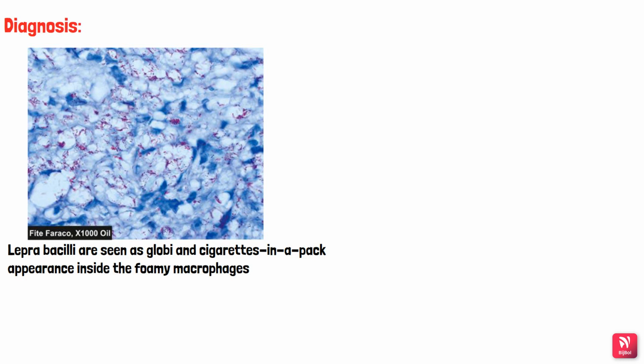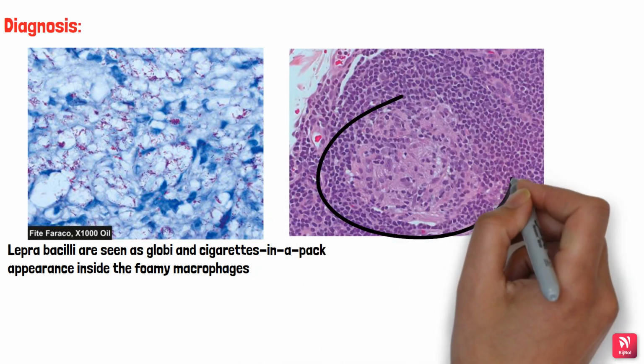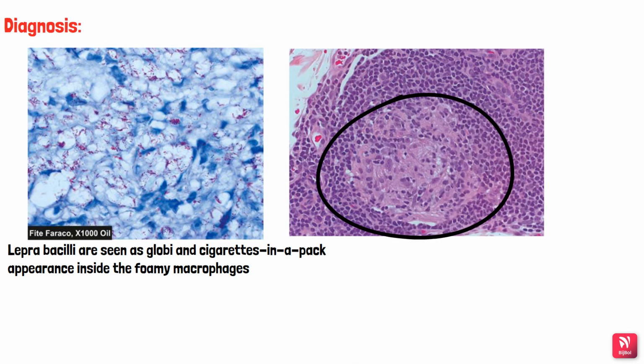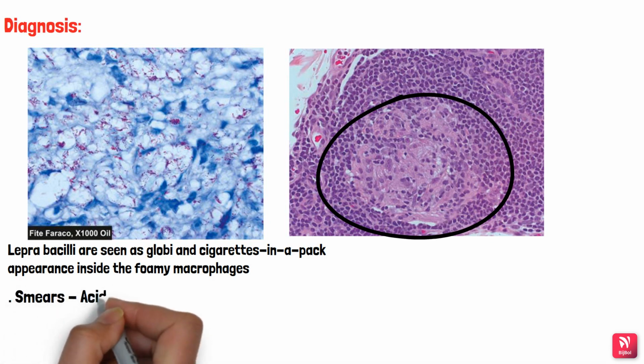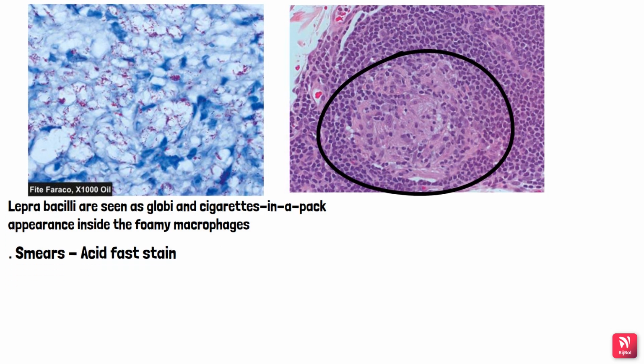And if you take a biopsy of this and stain with hematoxylin and eosin, we will see a granuloma like this, as in the case of tuberculosis, where we will see numerous lymphocytes with vacuolated histiocytes known as lepra cells. If we take a smear from the lesional site and stain with acid fast stain, then also we can demonstrate these lepra bacilli. Here we can use acid fast stain, which is also called the Ziehl-Neelsen stain. So this is about leprosy.